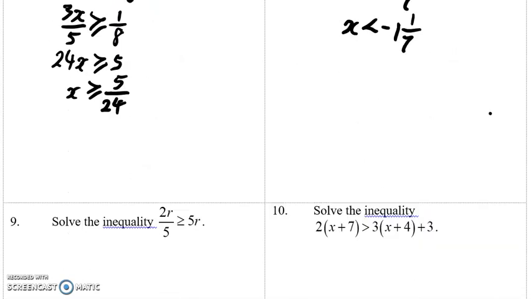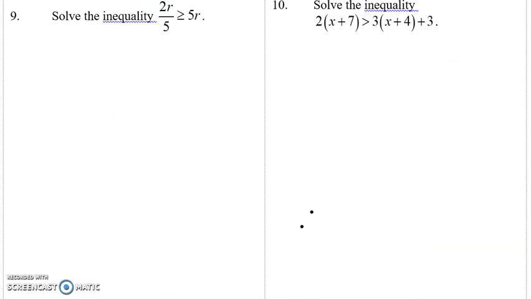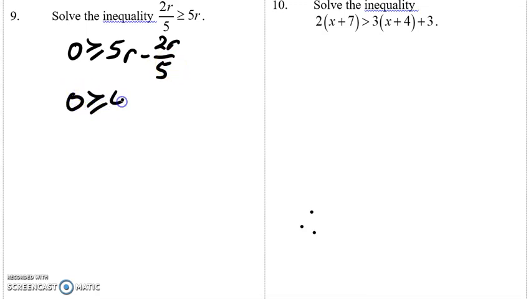Okay, moving now to question 9. We have 2r over 5 more than or equal to 5r. I'll prefer that the coefficient of r is a positive value. So what happens over here will be that I will have 0 more than or equal to 5r minus 2r over 5. Okay. So this gives you 0 more than or equal to 4 and 3 over 5r.